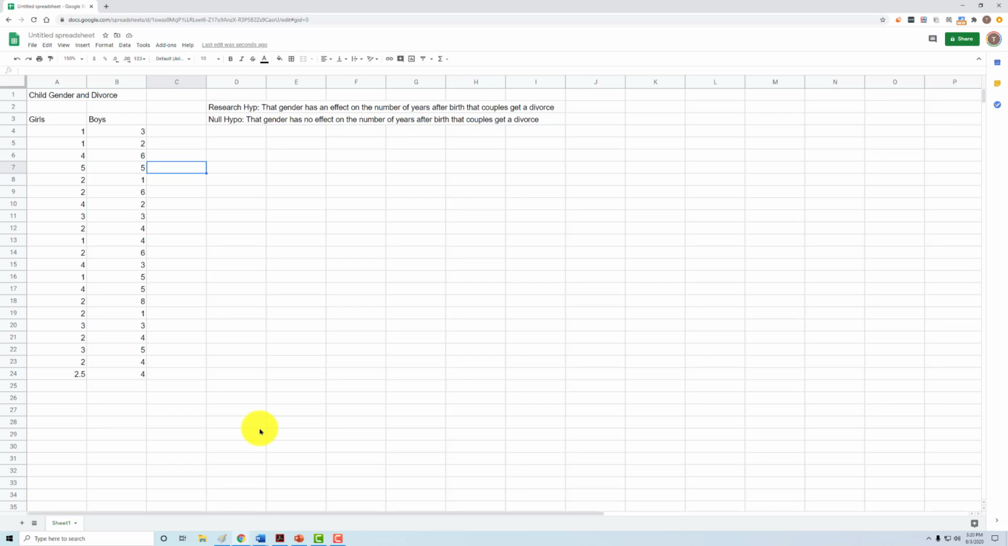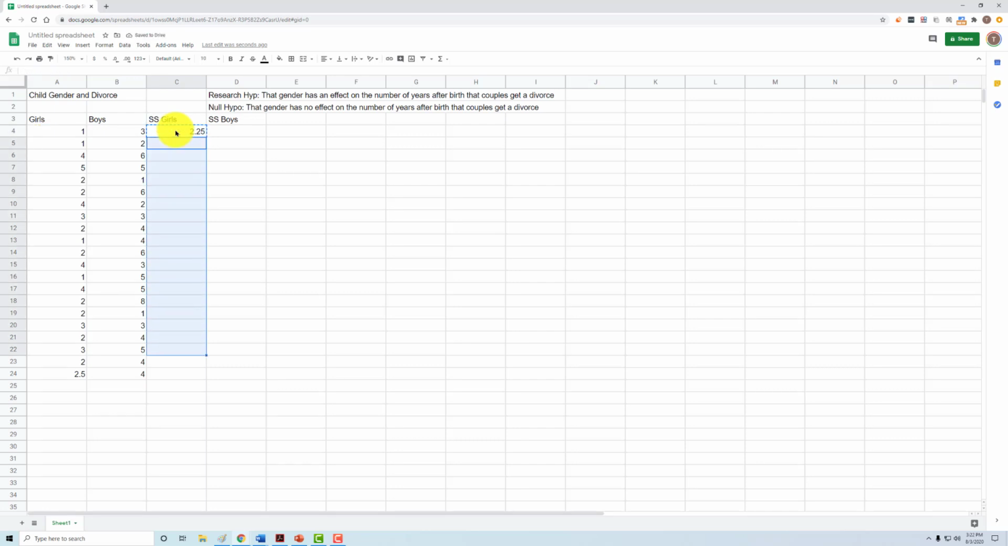We don't know the variance of the population that these groups have been selected from, but we can estimate that variance by looking at the sum of squares for each individual group. So we're going to take each data point for the girls and subtract the mean, and then square that result, and do that for every single data point, and then get a sum for all those points, and that gives us our sum of squares for girls.